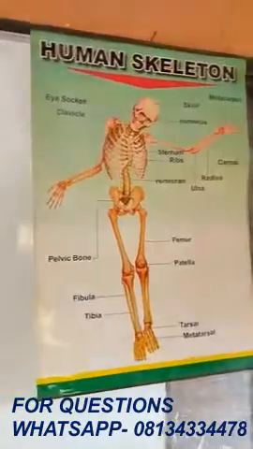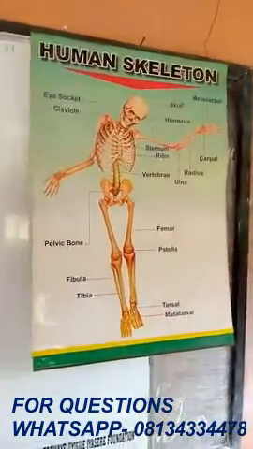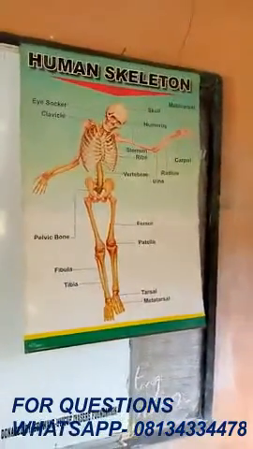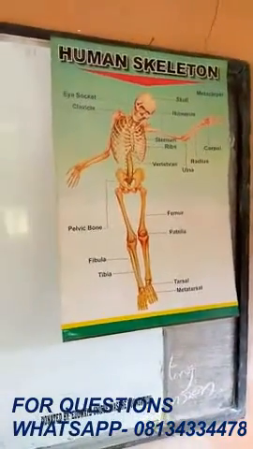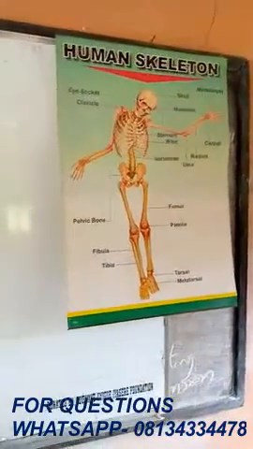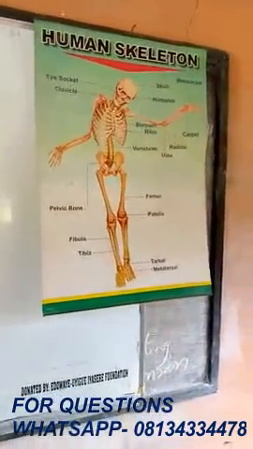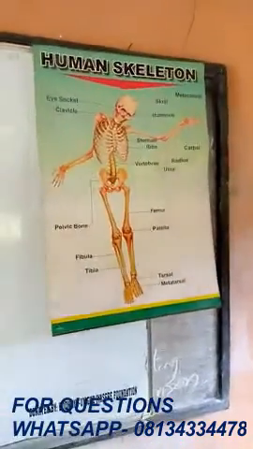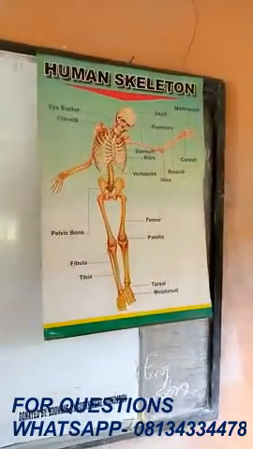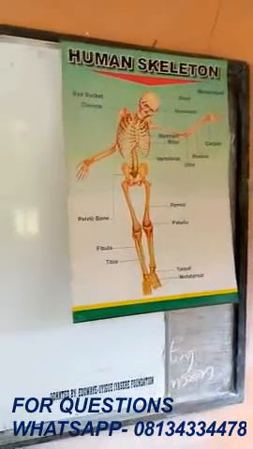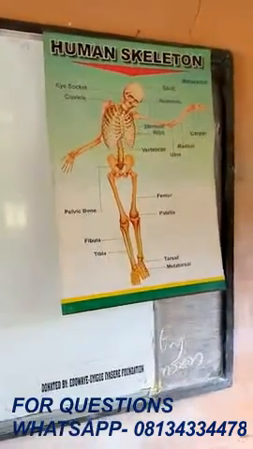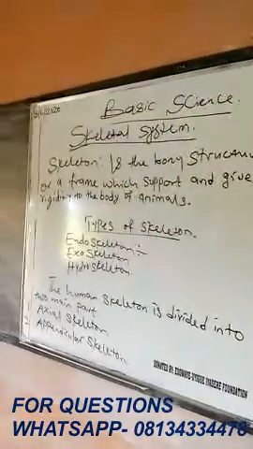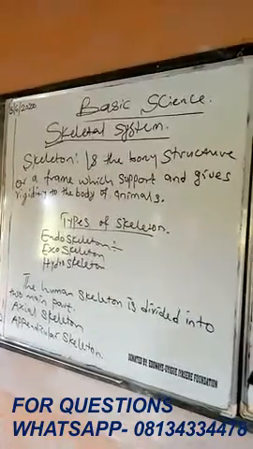Now, this vertebral column begins from the base of the skull down to the tail region, which means that the vertebral column passes through 5 regions in the human body.